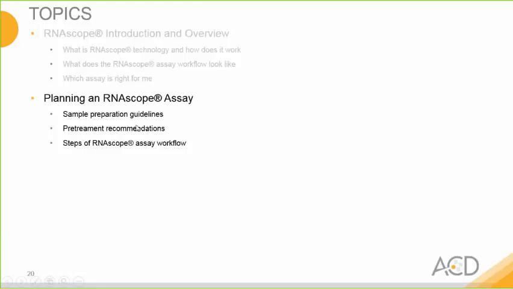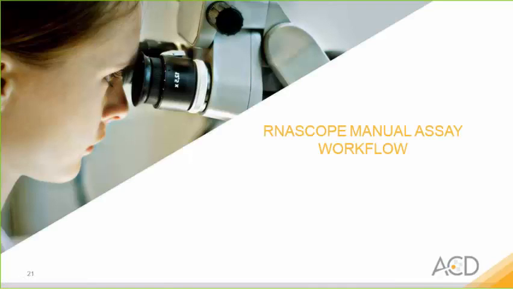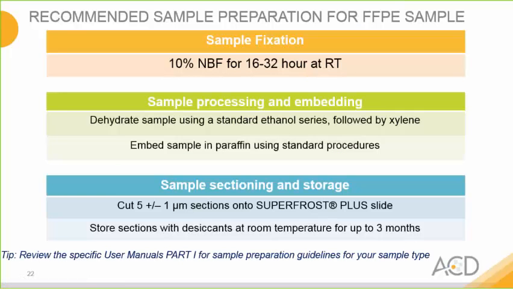Okay, and then the second step, which is really the key aspect of RNAscope technology, is the pretreatment steps. I'm going to spend some time talking about the specific recommendations for the pretreatment step. And the third step is the RNAscope assay flow. Okay, so as I mentioned, the first step of the RNAscope assay is sample preparation.